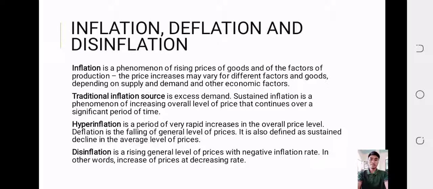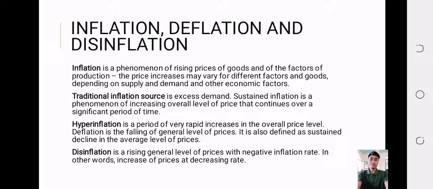Inflation is a phenomenon of rising prices of goods and of the factors of production. The price increase may vary for different factors and goods depending on supply and demand and other economic factors. The traditional source of inflation is excess demand. Sustained inflation is a phenomenon of increasing overall level of prices that continues over a significant period of time.